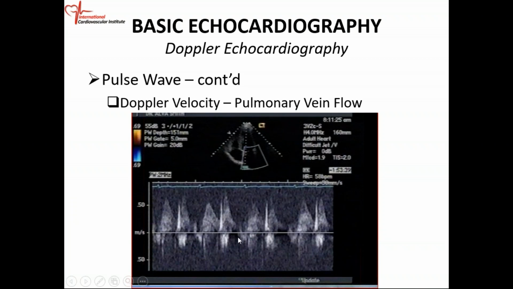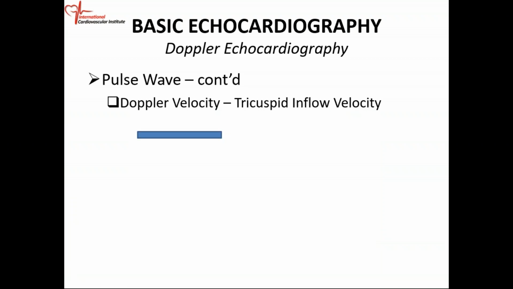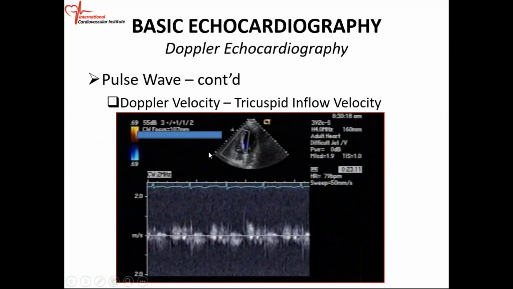So your atrial flow reversal is going to be below the baseline, because now the blood is forced back into the pulmonary vein, which is moving away from the transducer. So your atrial flow reversal is below the baseline. Okay, and in a normal pulmonary vein flow, the systolic component is greater than the diastolic component. Okay? Again, tricuspid inflow.